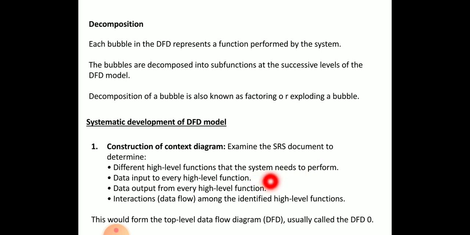So first examine the high level functions of the system, then identify the data input, what may be the input needed to perform that high level function, and then identify the data output from that high level function. Then the next step is to identify the interactions, or the data flow, among the identified high level functions. After identifying all these, we form the context diagram, that is, level 0 of the DFD.